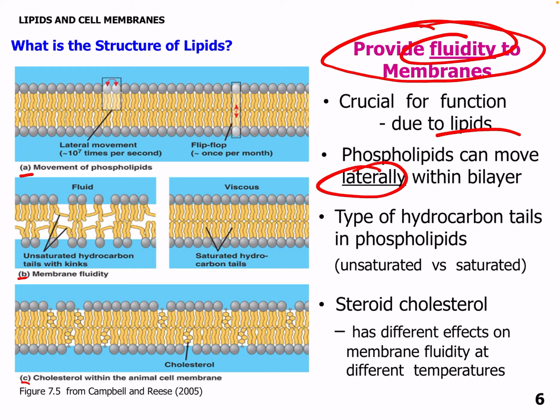You see a bunch of different variations of the cell membrane. The type of hydrocarbon tails in the phospholipids can be either unsaturated or saturated. So here we have saturated versus unsaturated hydrocarbon tails. You can see that here we have unsaturated, with those little kinks. Steroid cholesterol has different effects on membrane fluidity at different temperatures, like we said.